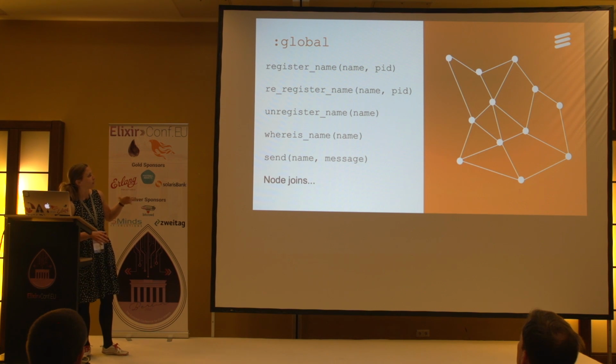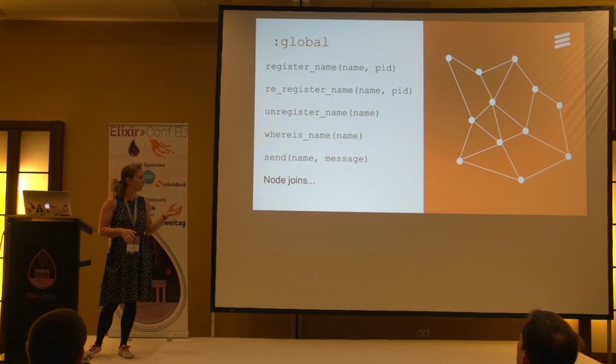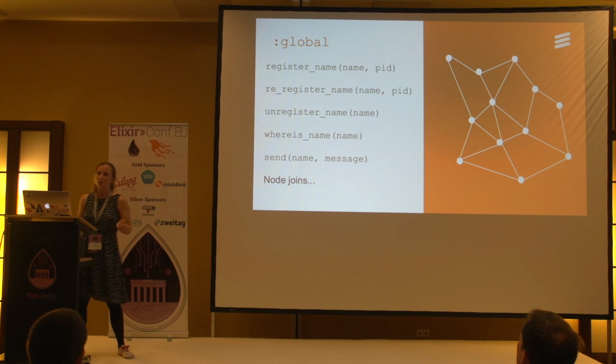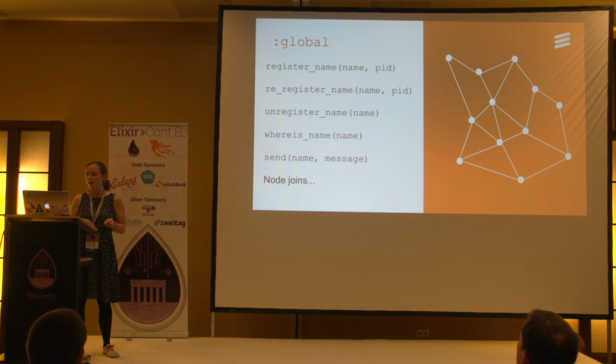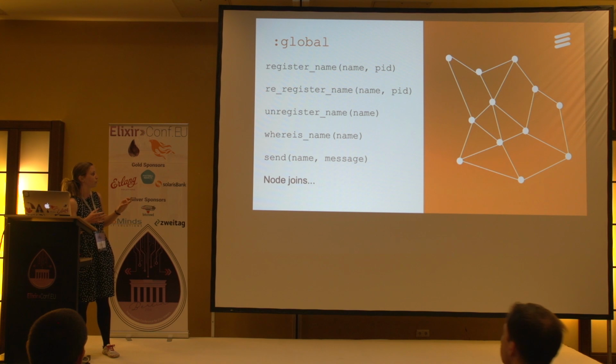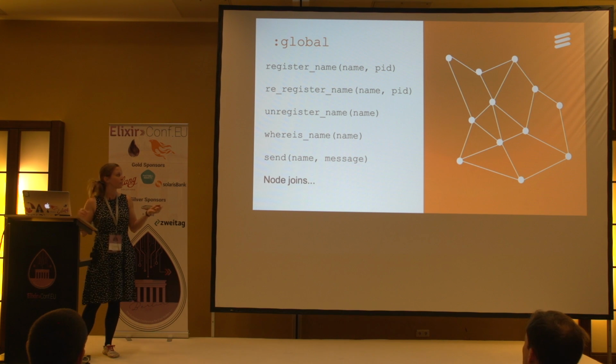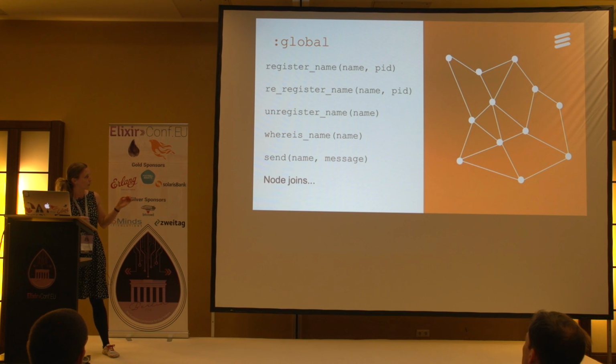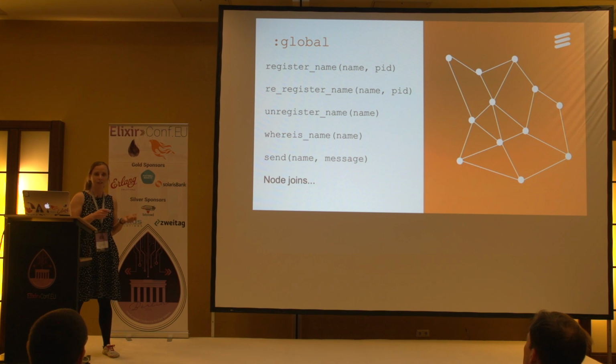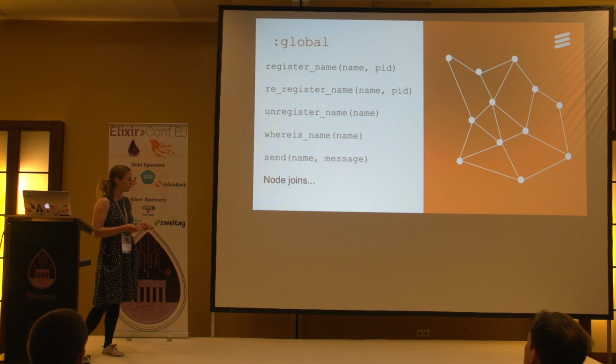And one more detail, since Global is handling the fully connected network, when a node joins, there are quite some things happening. The first thing is that each of the nodes locks their own partitions, which are the nodes they know about. And then they exchange information about which name process IDs are registered in each partition. And finally, they make sure that all the nodes ping all the other nodes so that we keep the fully connected network.